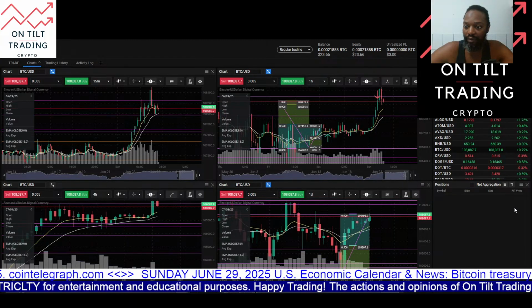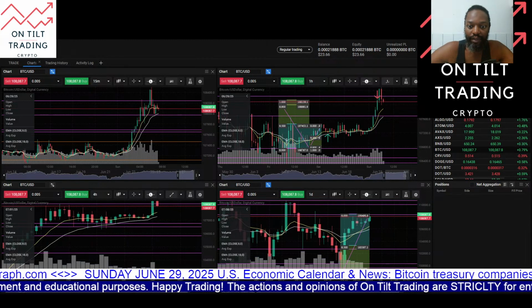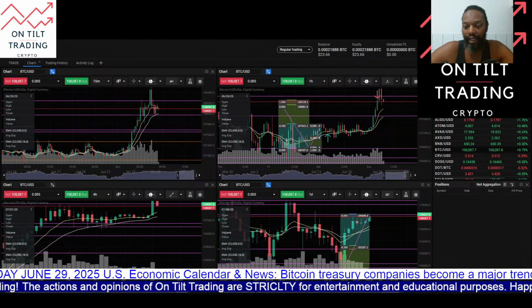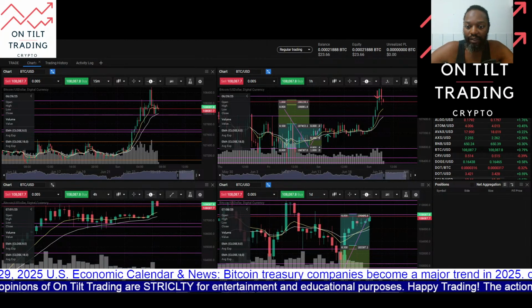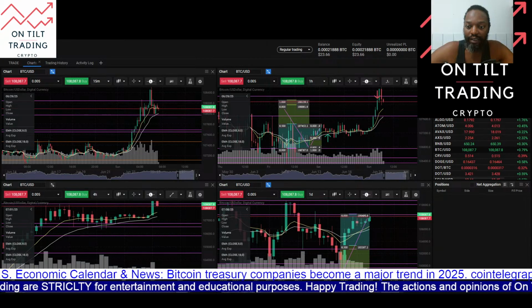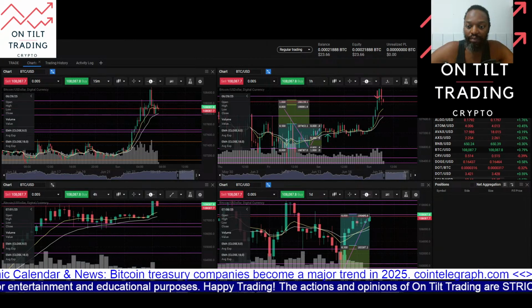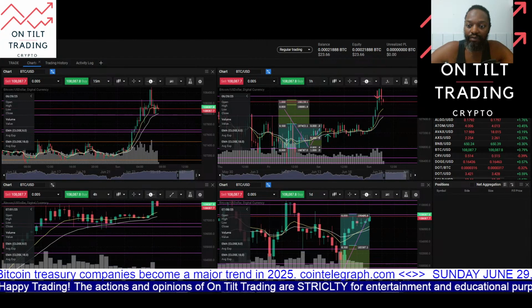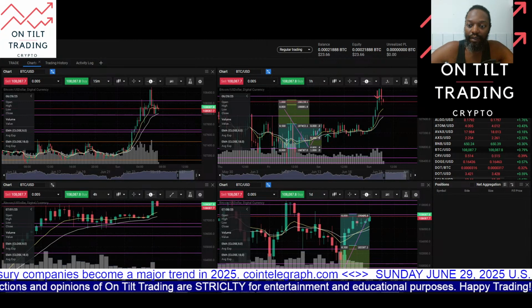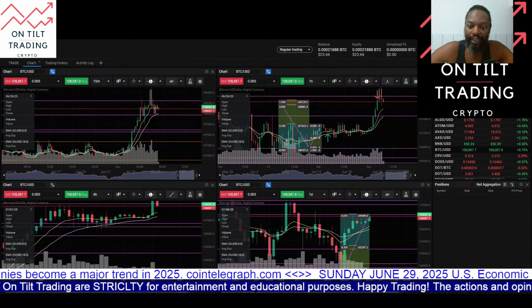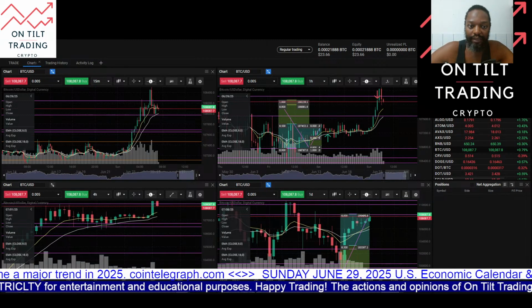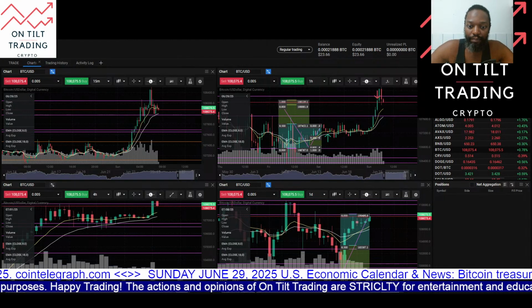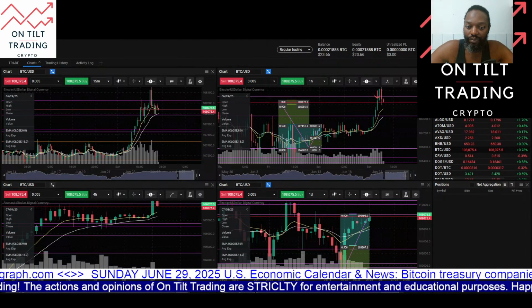So right now, top down here on the daily, the 9 EMA, which is this yellow line here, is currently trading above the 18. These are exponential moving averages. So the yellow line being the 9, the white line being the 18. So right now we're bullish here on Bitcoin.